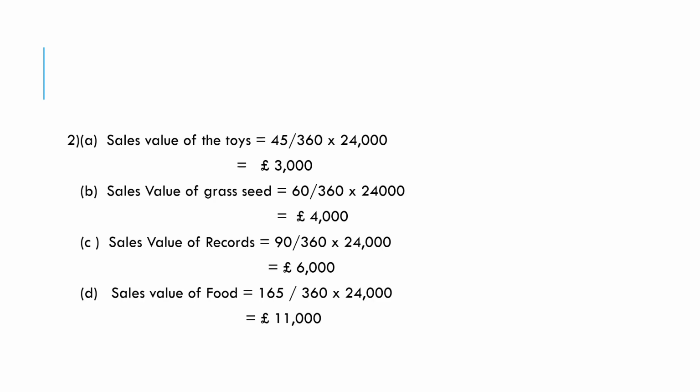Let's have a look. The sales value of the toys is 45 over 360 times 24,000, that is £3,000. The sales value of the grass seed is 60 over 360 times 24,000, that is £4,000. The sales value of the records is 90 over 360 times 24,000, that is £6,000. The sales value of the food is 165 over 360 times 24,000, that is £11,000.